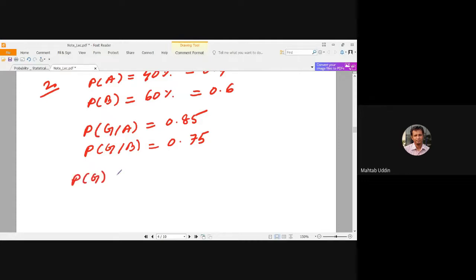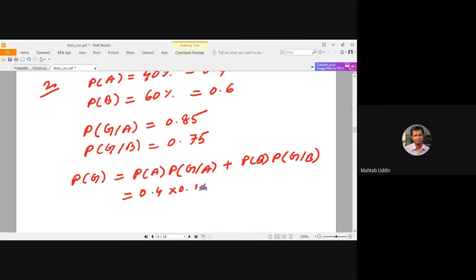Now you should understand what is the total germination, probability of total germination. It may be possible the germination from A, seed from A, plus the seed from B, because both of the cases are possible, right? Yes. 0.4 into 0.85, plus 0.6 into 0.75.